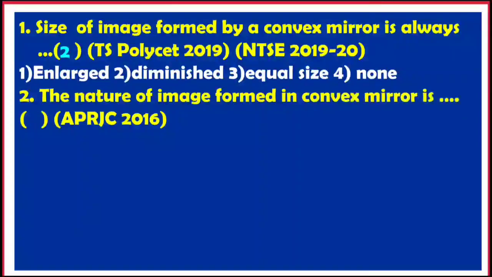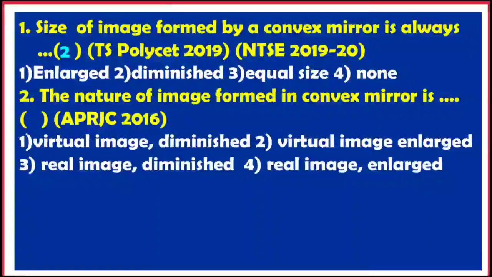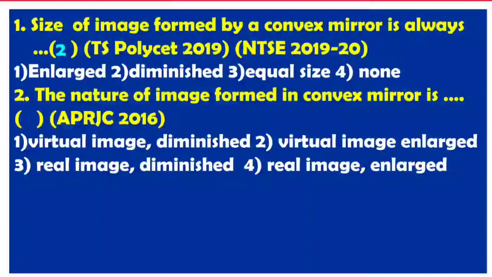Second question, the nature of image formed in convex mirror is. Here given options are: option 1 virtual image diminished, option 2 virtual image enlarged, option 3 real image diminished, option 4 real image enlarged. Convex mirror always forms virtual, erect, diminished image. So correct option is option 1.